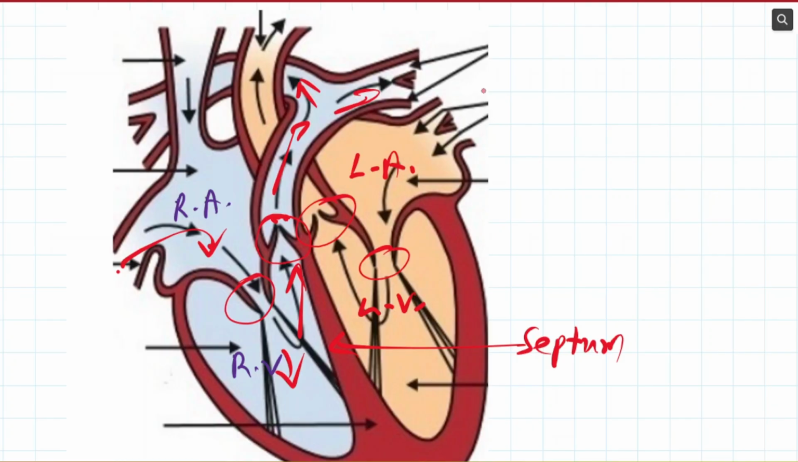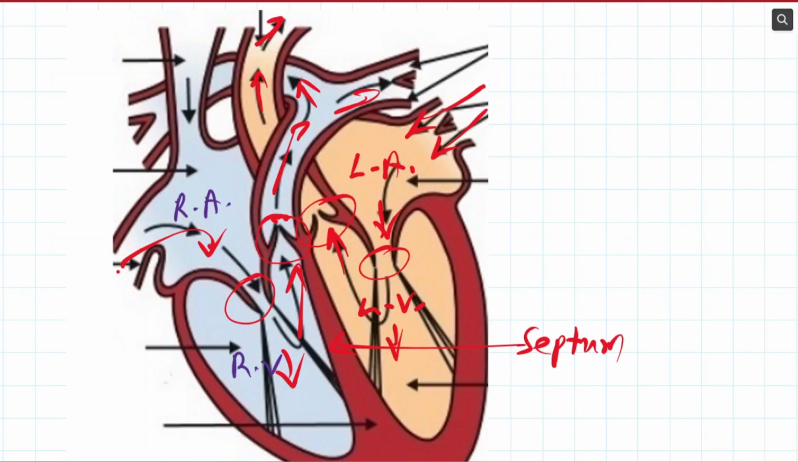Now, after oxygenation, blood comes with the help of the pulmonary vein to the left atrium, from the left atrium to the left ventricle. Now, highly pressurized blood is carried forward to different parts of the body with the help of the aorta through this semilunar valve. Okay, so this is all about the circulatory system, and this is about the heart.